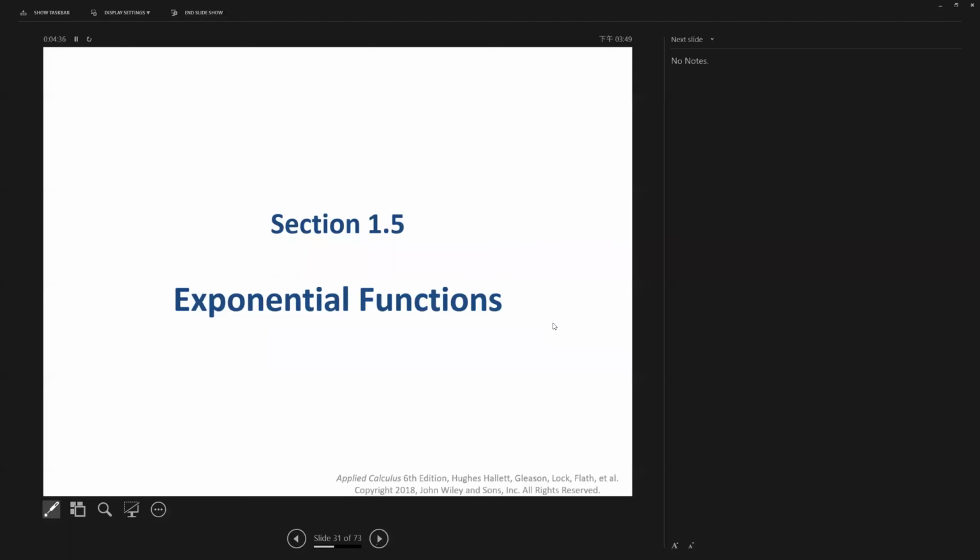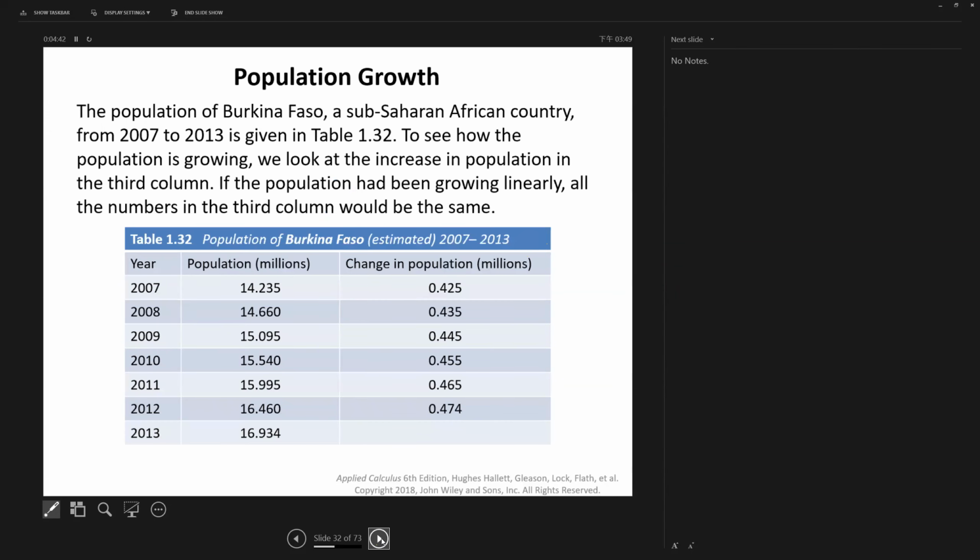All right, 1.5 exponential function. Let's take a look. Let's start with a quick example. The population of a sub-Saharan African country from 2007 to 2013. So we're looking at a population of a certain area. Let's see how the area is growing.